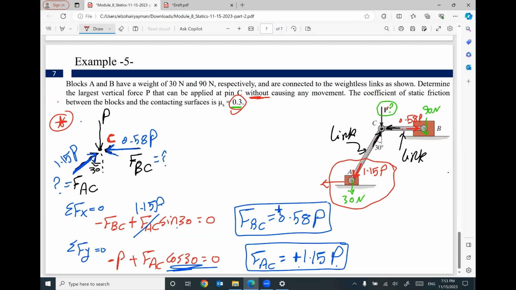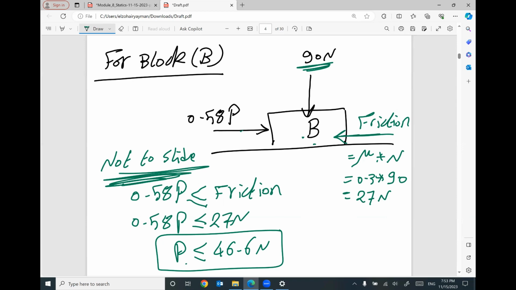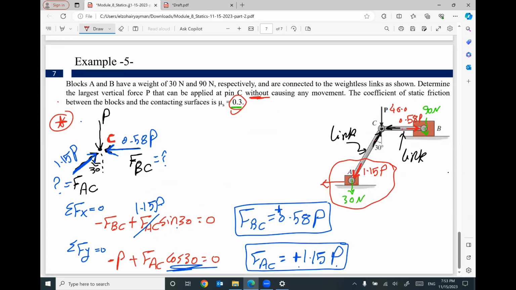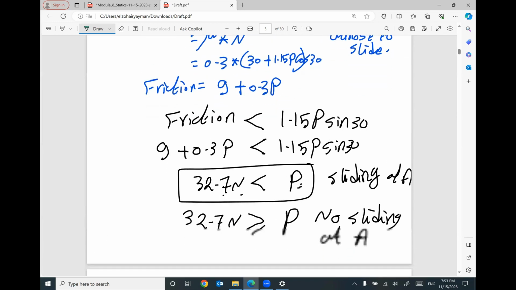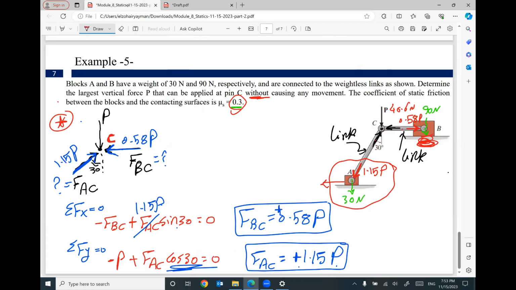So guys, if you would like block B not to slide, the maximum force I can put here is 46.6. So this block will not slide. But if you would like block A not to slide, the maximum force I can put is 32.7. The final conclusion, the maximum force I can put without any sliding at A or B will be 32.7 Newton. This force will guarantee no sliding occurs at either A or B.